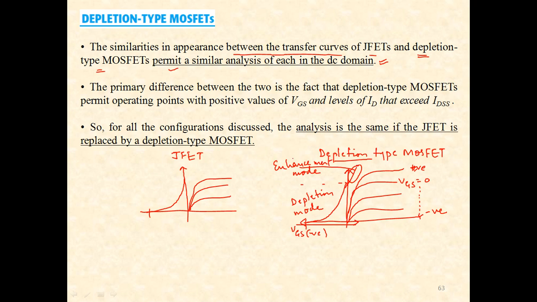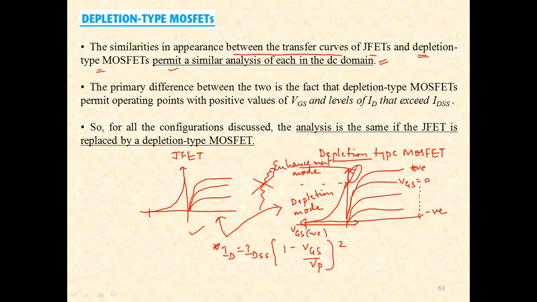Okay. So Shockley's expression doesn't hold good for the enhancement mode, right? So what is Shockley's expression? The drain current ID is equal to IDSS times (1 minus VGS upon VP) the whole square. This expression holds good for JFET, and for depletion type MOSFETs only in the depletion mode. This cannot be applied for the depletion type MOSFET in its enhancement mode. So that's the main primary difference.